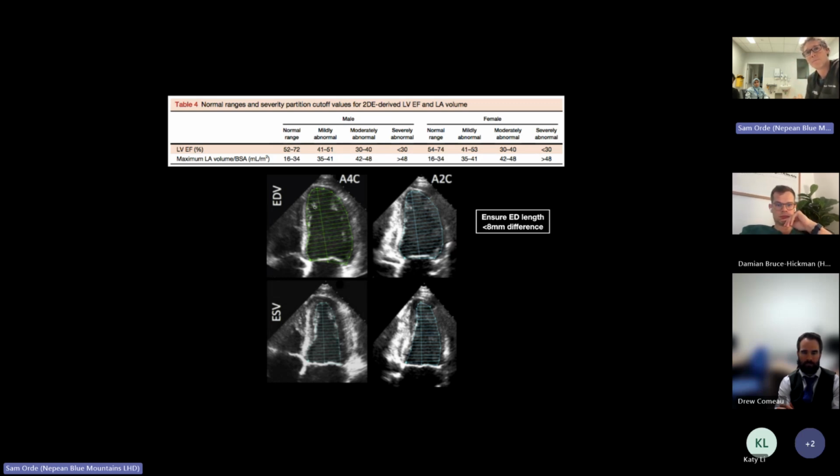The next tip and trick is to measure the end diastolic length. When you start measuring out the Simpson's biplane, you'll automatically be given that end diastolic length, and it should be within 8 millimeters between the 4 and the 2 chamber. If they're not, then you're potentially off axis. So once again, ignore the trabeculations, ignore the papillary muscles, try and find the endocardial border, and then use your length. Make sure it's the same in your 4 and your 2 chamber.